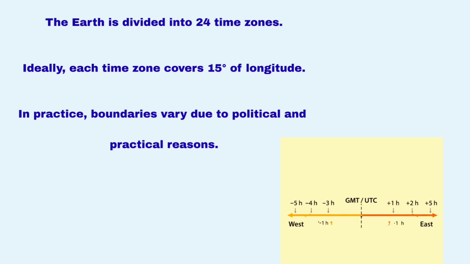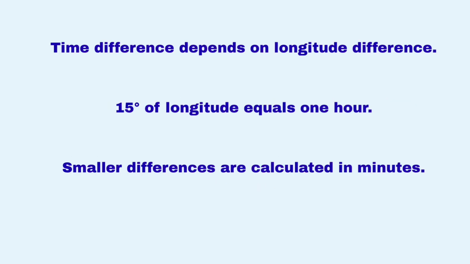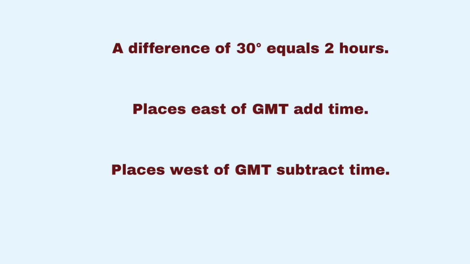Now the time increases when we move eastward. Time decreases when we move westward. This happens because Earth rotates from west to east. So the time difference depends on longitude difference. 15 degree of longitude equals 1 hour. Smaller differences are calculated in minutes. A difference of 30 degree equals 2 hours. Places east of GMT add time and places west of GMT subtract time.